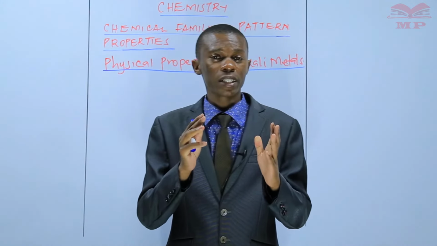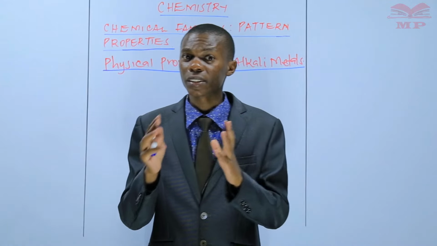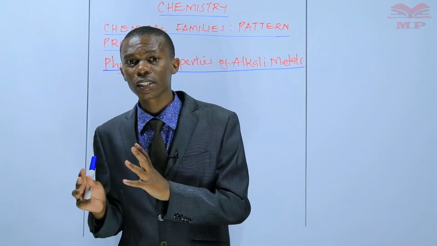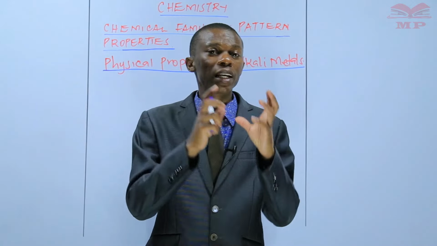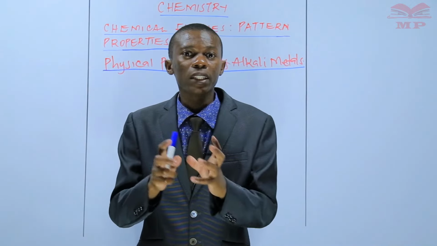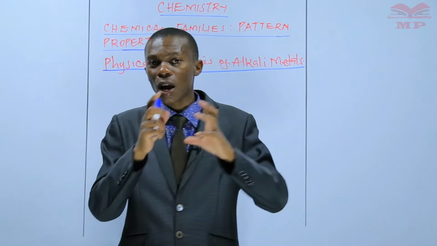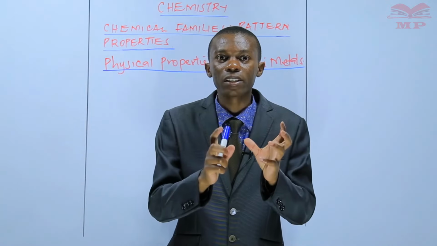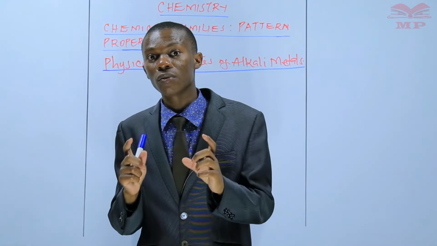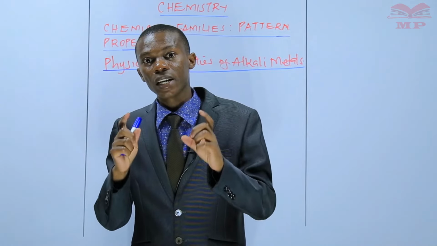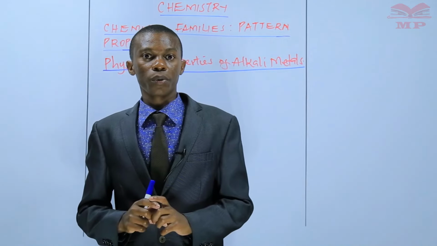Those are now some of the trends. When you're told to explain the trend of ionic and atomic radius, the trend is just the tendency or the inclination in a particular direction. How is the tendency of the atomic radius down the group, or how is the tendency of ionic radius down the group?